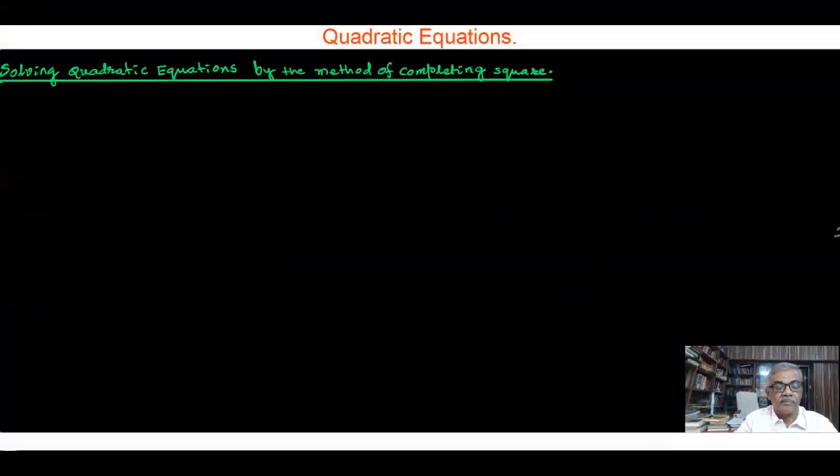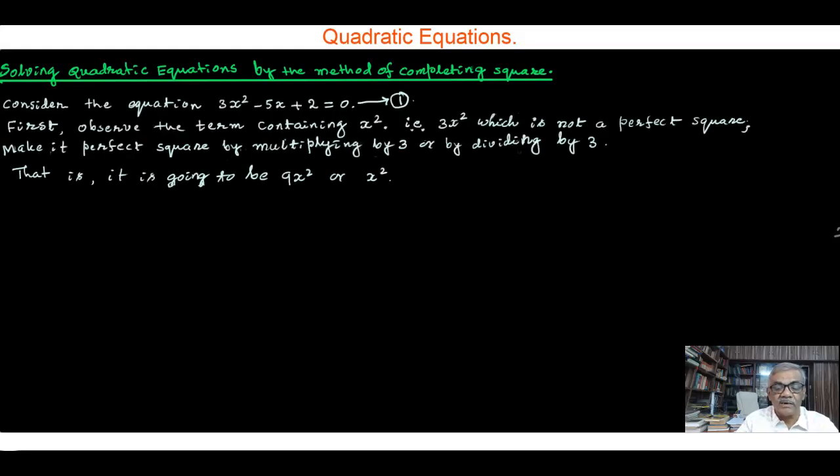Now we will consider the second method, that is the method of completing the square. I would like to explain it through some examples here, solving a quadratic equation by the method of completing the square. Consider the equation 3x square minus 5x plus 2 is equal to 0. Let me call this equation number 1.